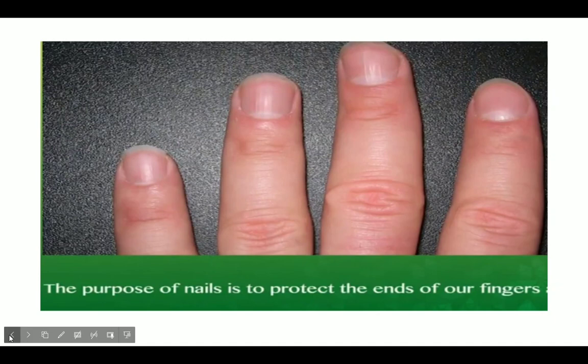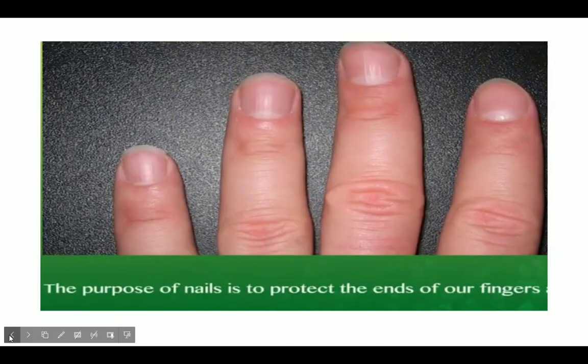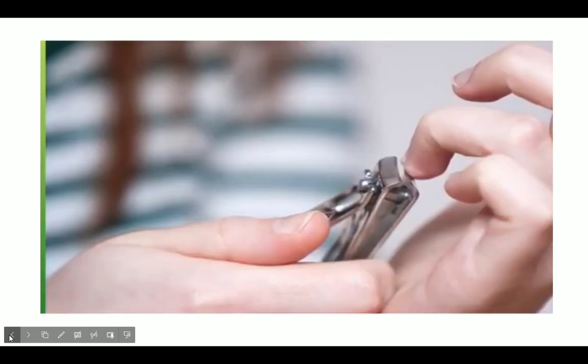And next, nails. Washing hands is important, I told you. When to wash the hands? It's very important to wash the hands before and after meals. And next, keep the fingernails clean and avoid nail polish. The purpose of nails is to protect the ends of our fingers, nothing else. So it is giving just protection. So avoid polishing it and keep it free from dirt. Clip the nails regularly and keep them clean.